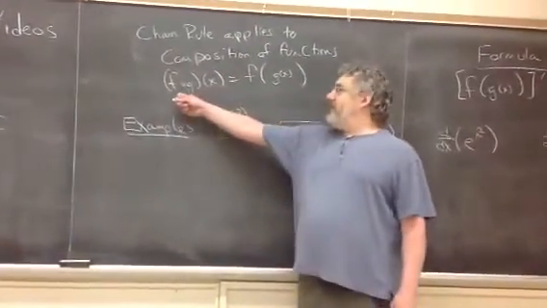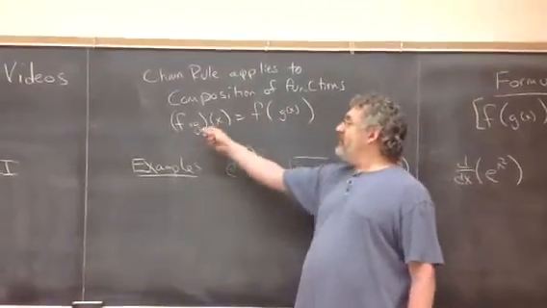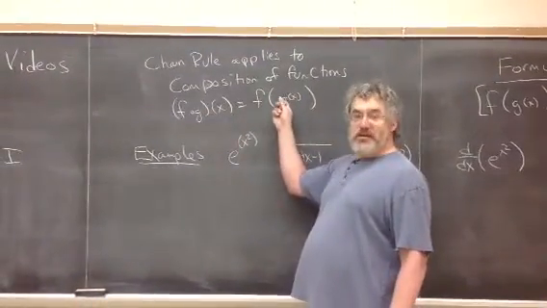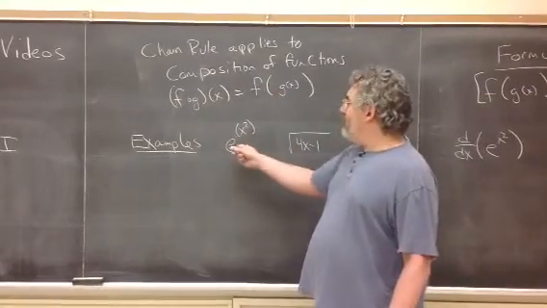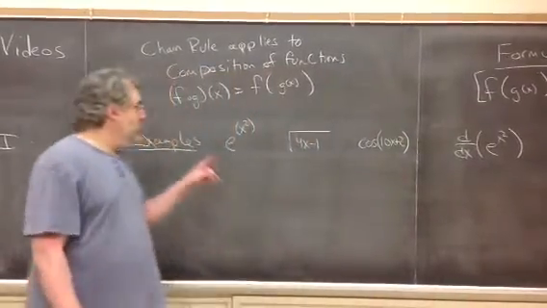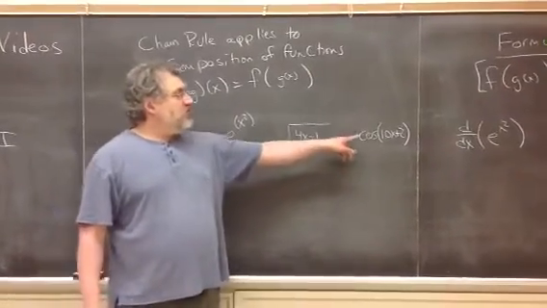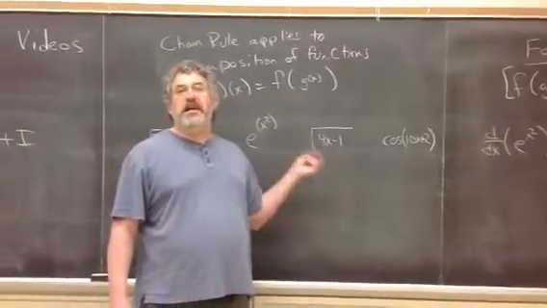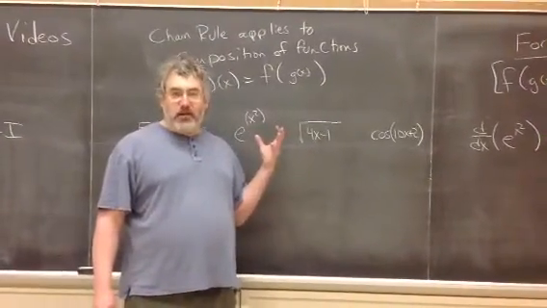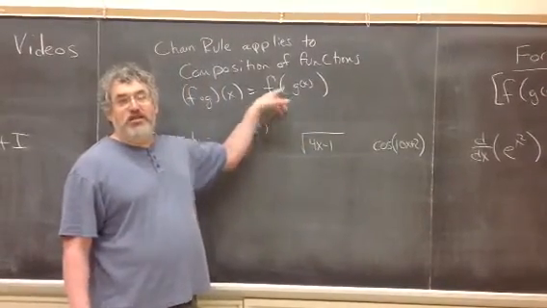Composition is f composed with g, which is f of g of x. So f composed with g of x is f, and the g of x goes inside. This is the thing that functions can do that numbers cannot. Some examples: e to the x squared, square root of 4x minus 1, and the cosine of 10x plus 2. The thing about each of these is there's something inside. There's an outside function and an inside. If you look here, the f is the outside, and the g is the inside.